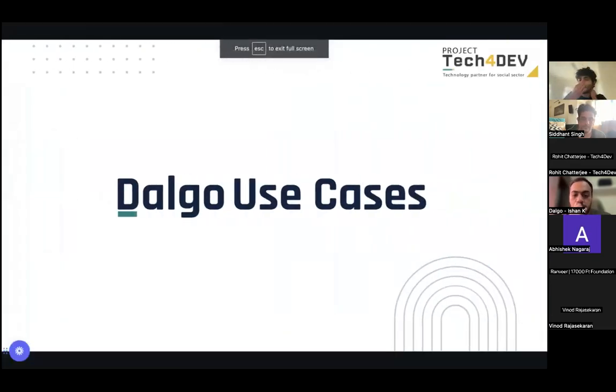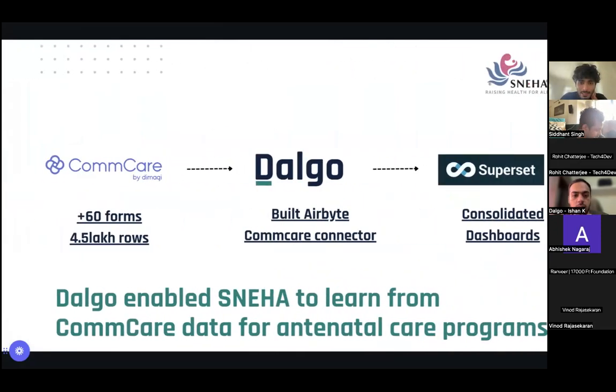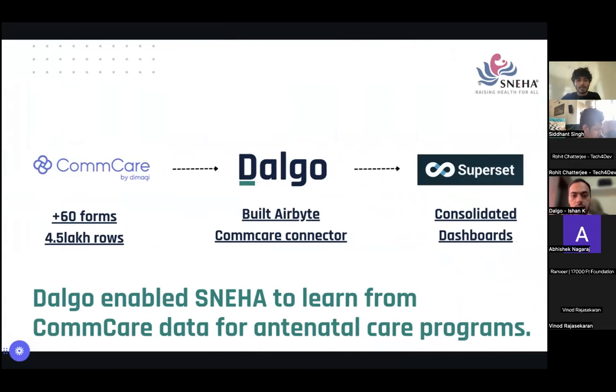Okay. So I just want to take you through some use cases that we're currently working on with Dalgo. The first one is with Sneha. Essentially, Sneha has north of 60 forms and over 4.5 lakh rows of data, all coming in through ComCare for their antenatal care programs. They were facing problems with the connection failing and with being unable to see all of this information in an understandable fashion for everyone, from top management all the way down to the field level.